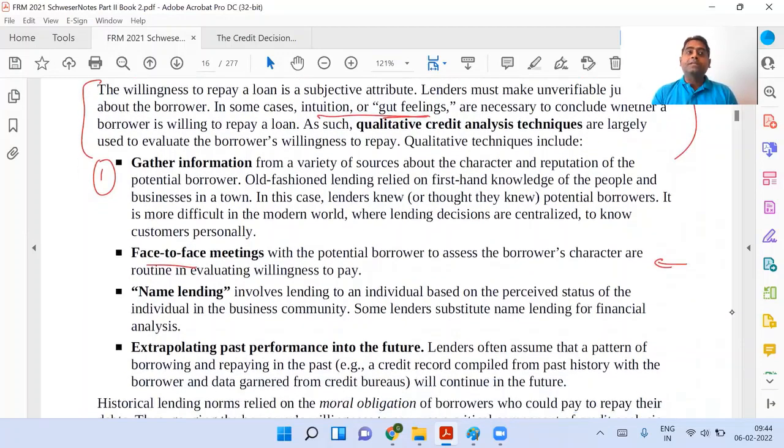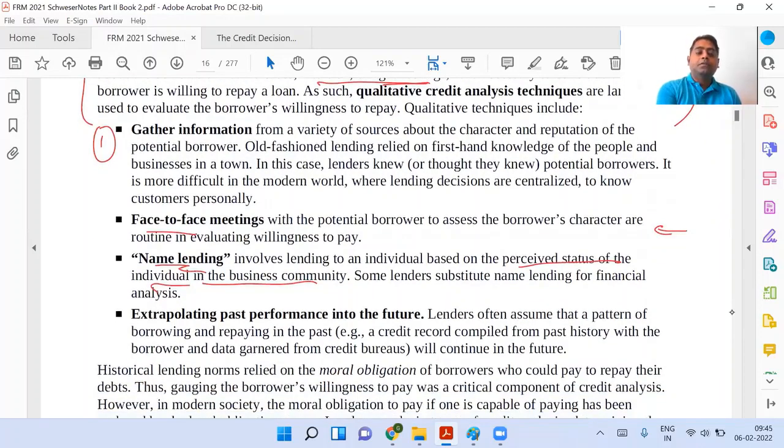Name lending is, for example, if Ambani comes and tells the bank that I want a 100 crore loan without any personal guarantee, the bank can give it because the name itself is so big. Name lending generally happens in business and trade. If I'm in business and I want raw material without any upfront payment, because the name is so big, my vendor will give me the raw material. So name lending is done where the perceived status of the individual in the business community is very big. That is the third point.